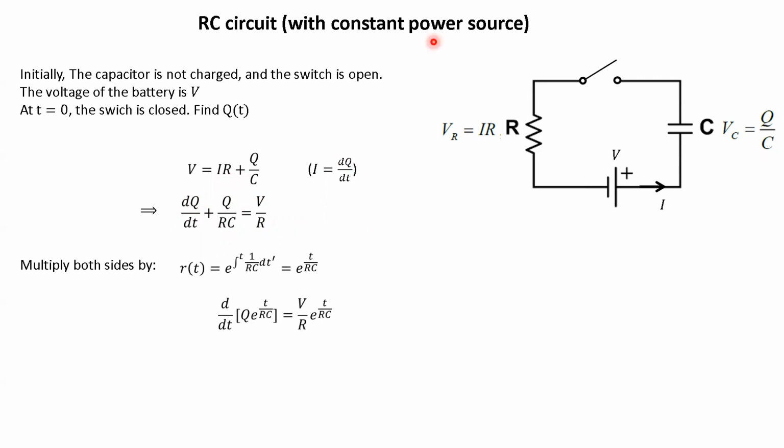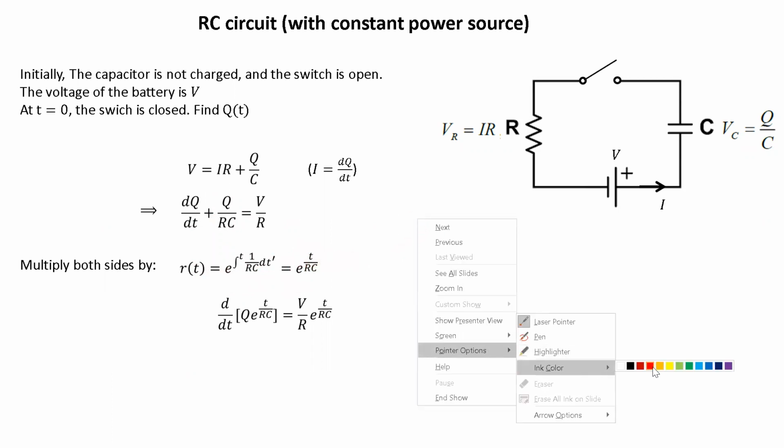So what is the integrating factor now? Okay, the integrating factor is e to the integral of 1 divided by RC. After integrating, the integrating factor is e to the t divided by RC. So I think last time, let me just say one thing here.